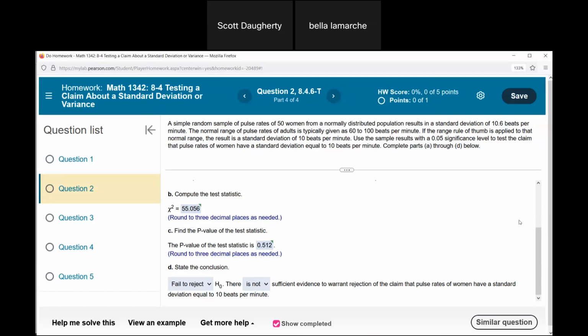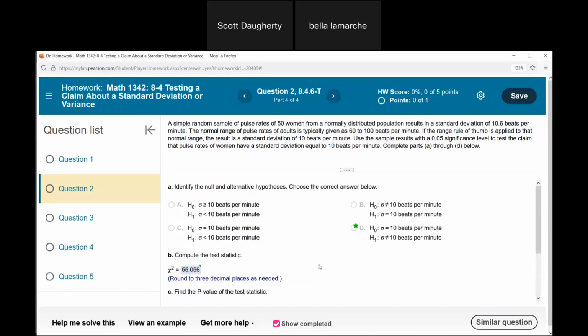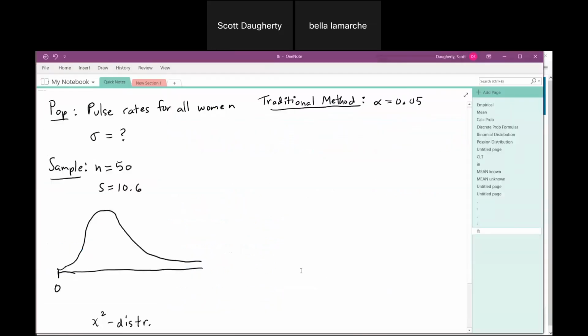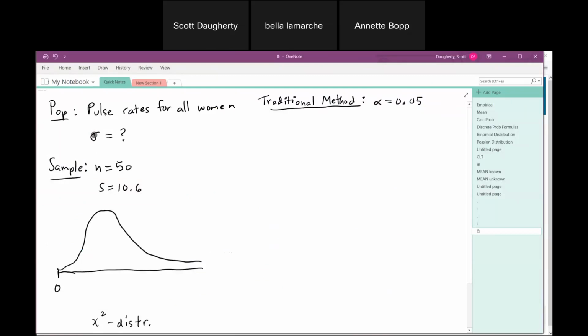Okay, and then we're just supposed to go through and work out the problem. All right, so what's going on here? The population here consists of the pulse rates for all women. And the claim that's being made is about the standard deviation in those pulse rates. So again, if you were to go to every woman and measure their pulse rate and put it into a spreadsheet, what we want to know about the population is the standard deviation in those pulse rates, not the mean of the pulse rates or anything like that. We're looking for the standard deviation in the pulse rates. So the claim being made in this case is a claim about the population standard deviation, which is sigma.